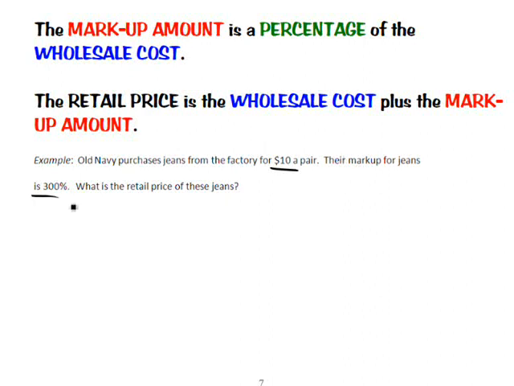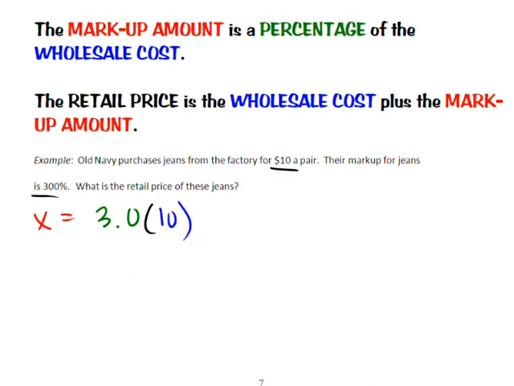The markup amount is what we don't know. So again, the markup is, that's X, markup is a percentage, in this case 300%, as a decimal. That would be 3 or 3.0 because it's 3 times as much. The wholesale cost, which is $10 in this question.